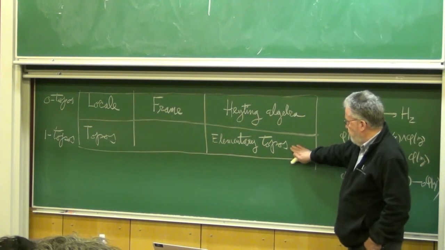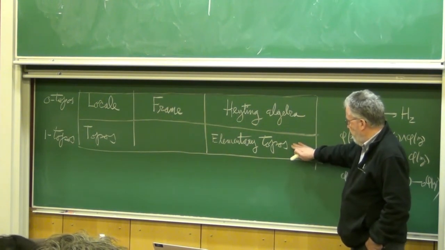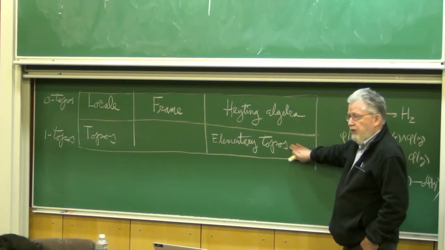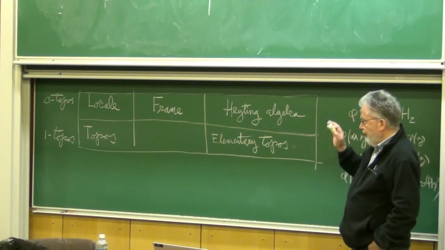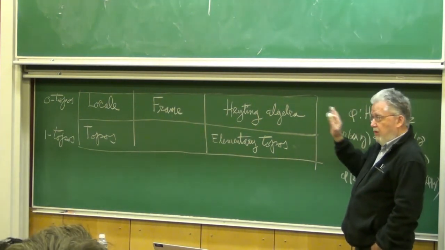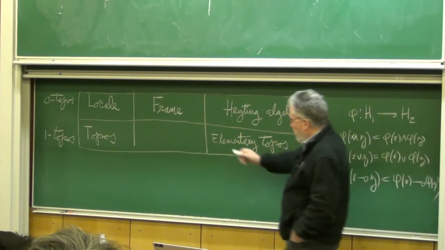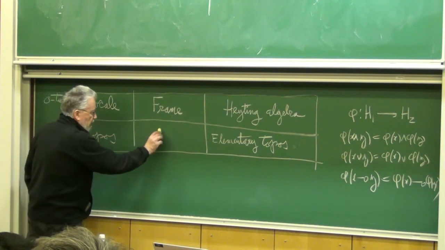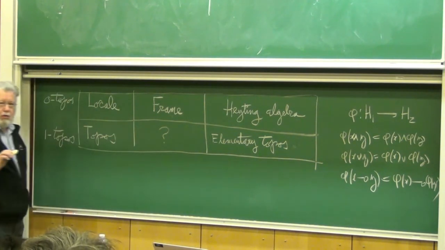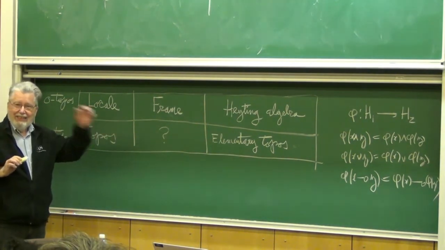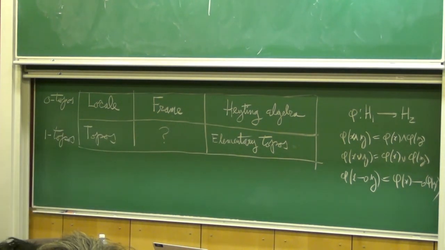Because the operations on the elementary topos are obtained exactly in the same way. It's a kind of superstructure. The structure of an elementary topos is a superstructure that exists on any Grothendieck topos in the same way as the implication exists on any frame. So I will discuss that in a moment, but then there will be a problem. What should we put here? How is it that this is missing?